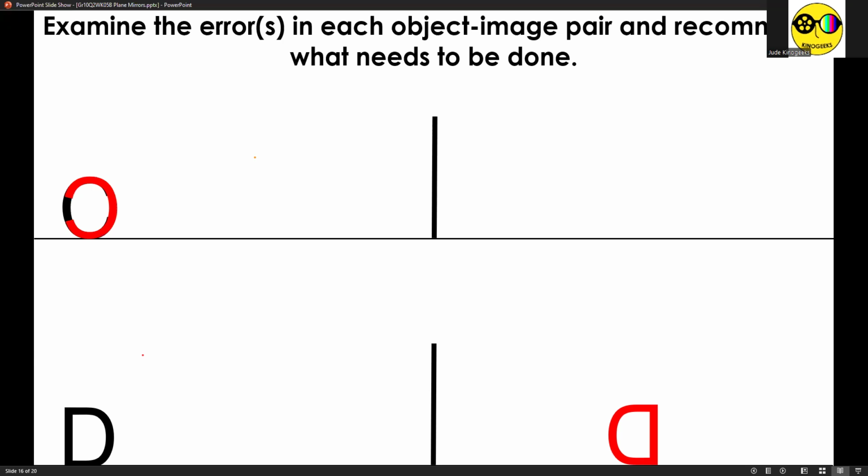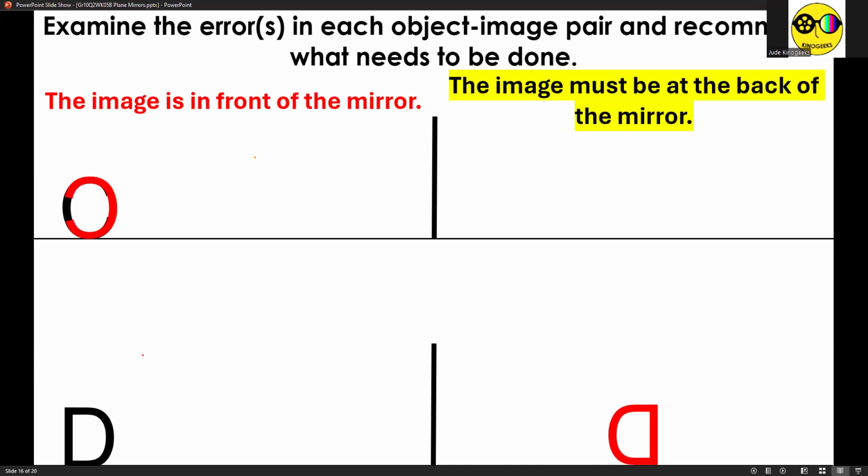So the problem with this example is that the image is in front of the mirror, which is, pagkatabi mo na yung sarili mong reflection, something is very, very wrong with that mirror. So what needs to be done? The image must be at the back of the mirror, no? So that way, na-course correct na natin yung pagkakamali sa drawing.